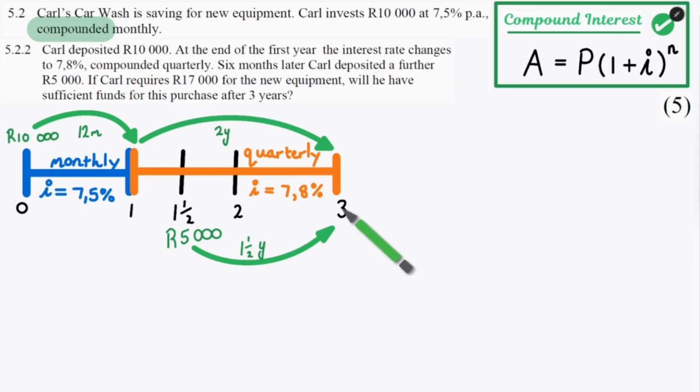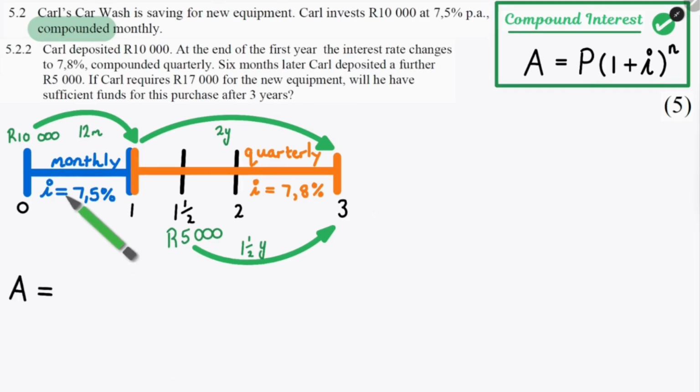And I know my timeline is spanning for 3 years because they set it over here. And then 6 months later, Carl deposits a further 5,000 Rand. So 6 months after that first year, he deposits another 5,000 Rand that sits for a year and a half till the end of the investment. And bear in mind that 10,000, we're going to have to do 2 separate calculations to get to the end of the timeline. You have to do that when the interest rates are changing. So let's go ahead and start doing that. So we're firstly going to start off with the 10,000 Rand. We're going to do them separately.